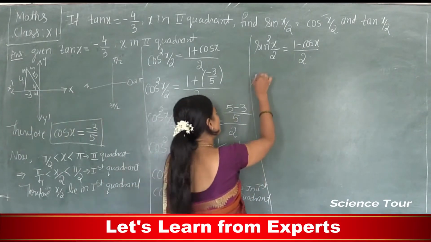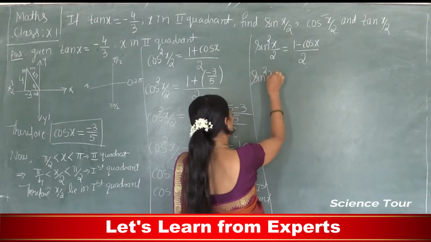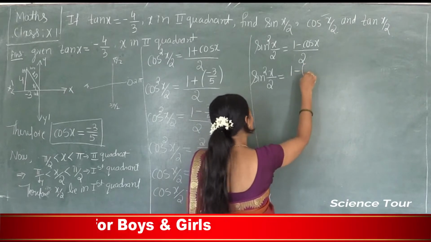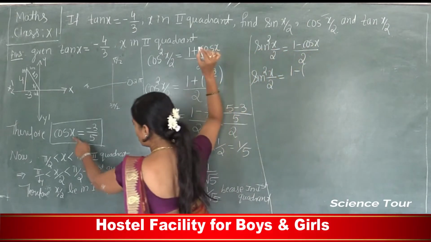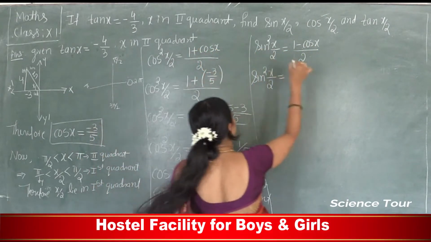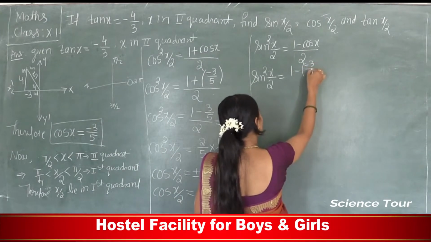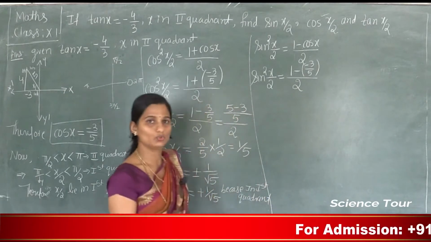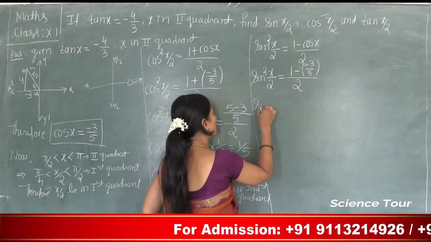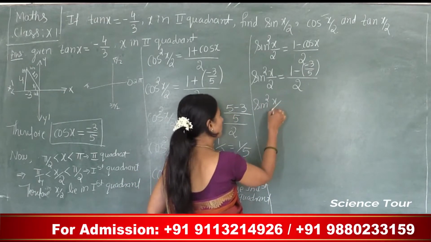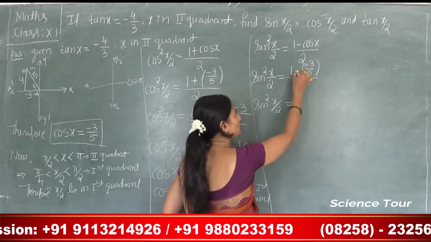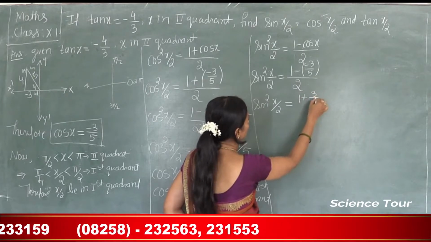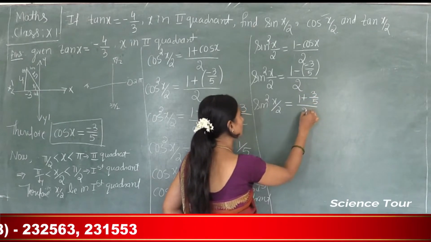Now sin square x by 2 is equal to (1 minus cos x) divided by 2. Cos x is minus 3 by 5, so minus 3 divided by 5, whole divided by 2. So sin square x by 2 is equal to, minus into minus is plus, so it is 1 plus 3 divided by 5, divided by 2.